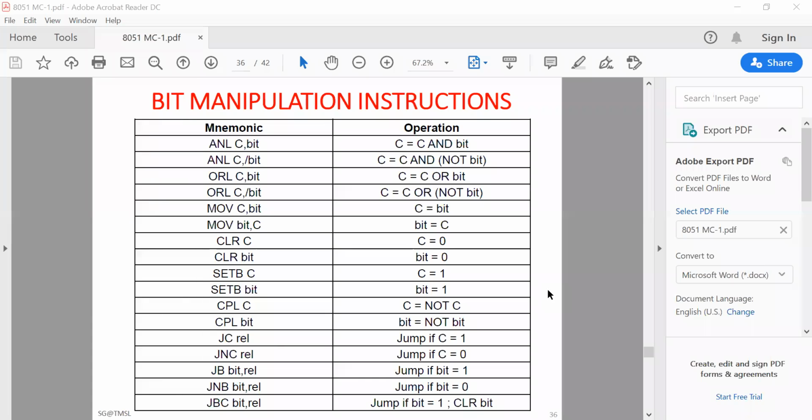Hello. Yes, sir. Is this visible? Sorry for the interruption. Yes, sir. Bit manipulation. Yes, sir. Is it visible? Okay.